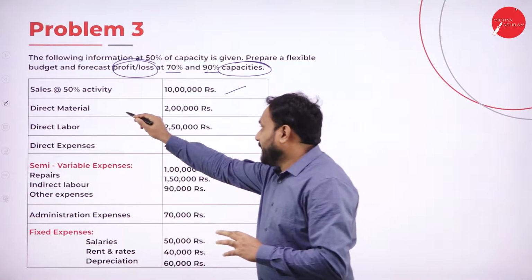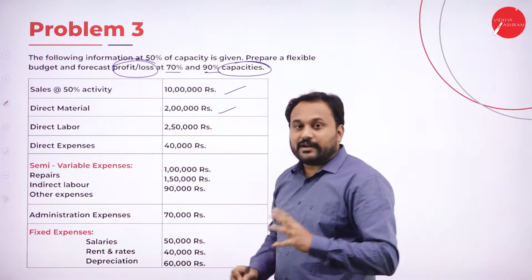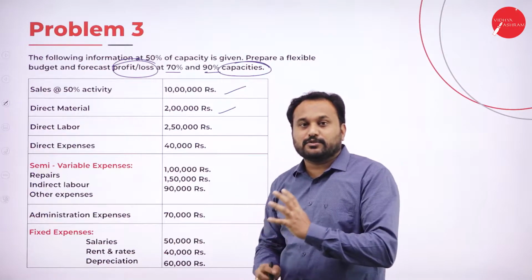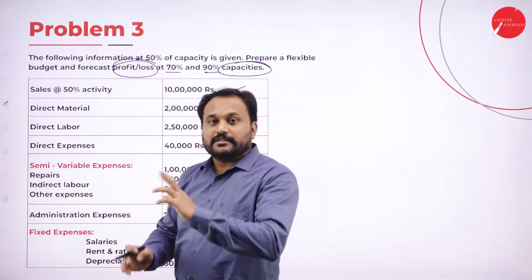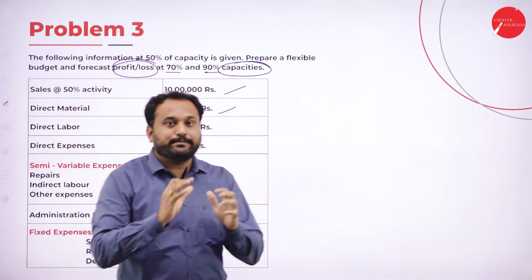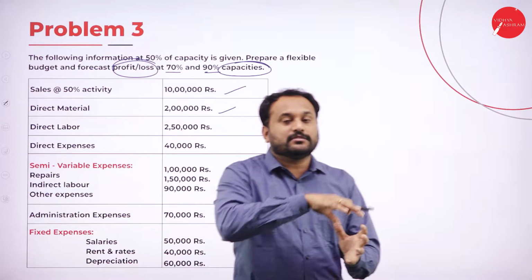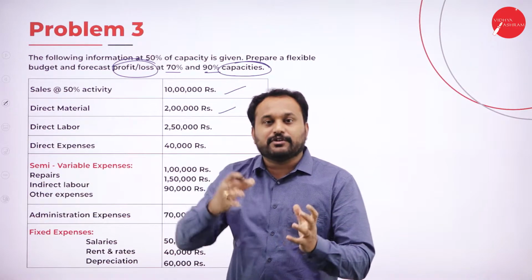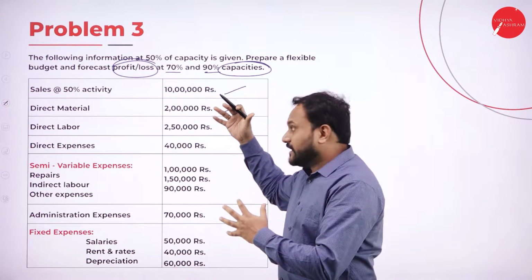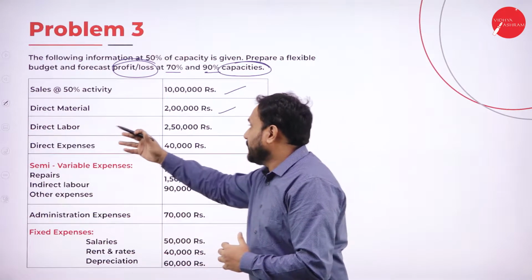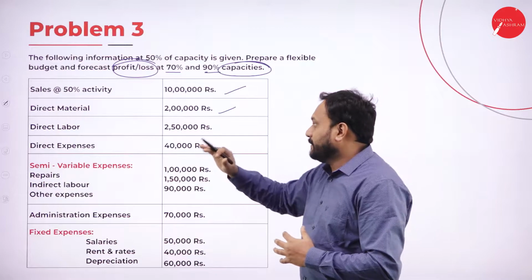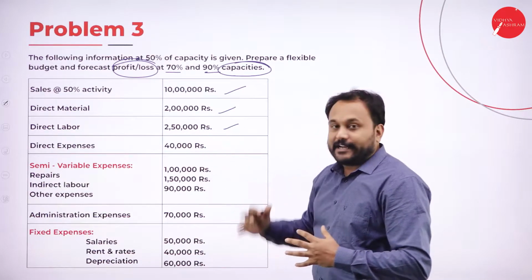Now, direct material 2 lakh rupees. Now understand here, in this problem you don't have per unit. In the last two problems, we had something called per unit, and later we used to multiply with the units and get the amount. Now they have given us directly, that is direct material is 2 lakh rupees, labor is 2 lakh 50, direct expenses is there.